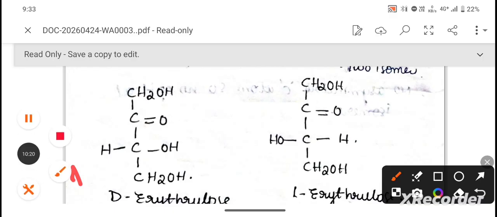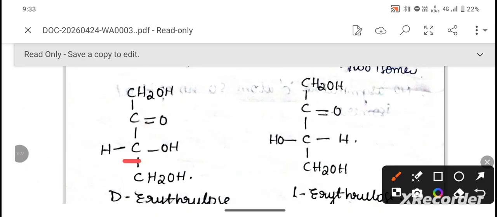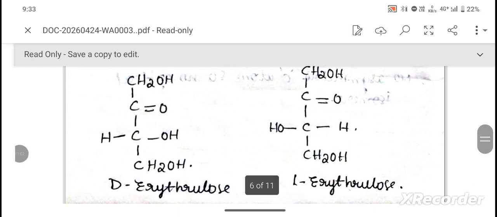So due to the presence of only one asymmetric carbon here at carbon atom 3, you can observe it forms two isomers which are mirror images of each other. Different functional groups are arranged like this: C double bond O, CH2OH, H and OH. So these are the four atoms or groups arranged around the carbon atom of an erythrulose. Due to the presence of these four different groups, this carbon atom is differentiated as an asymmetric carbon atom in erythrulose, leading to the formation of two different kinds of isomers.